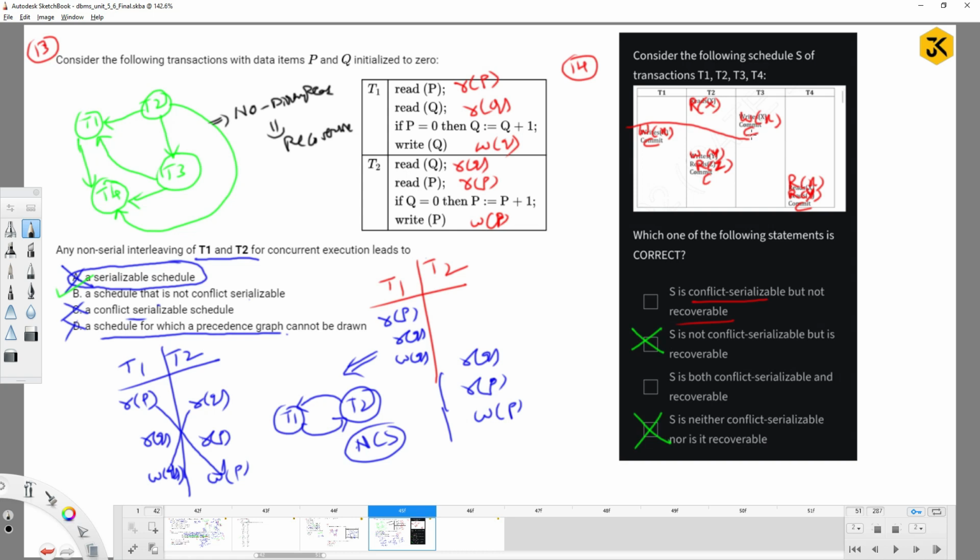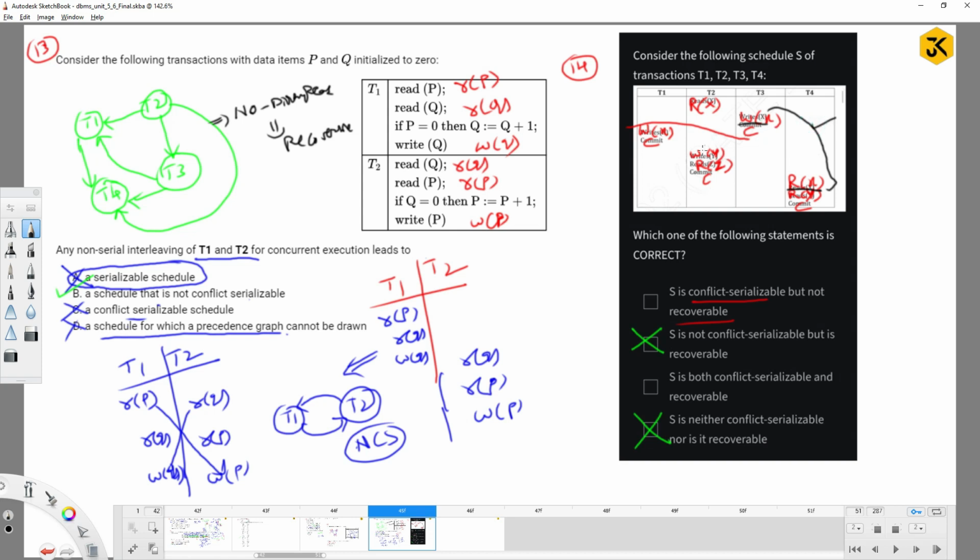Write followed by read. Yes, there are dirty read problems. If you observe T3, T4, a write followed by read operation, definitely a dirty read is there. But this precedes what? Commit. When the commit comes first, it is definitely going to be a recoverable schedule. Right? Yes, it is going to be recoverable with respect to this one.